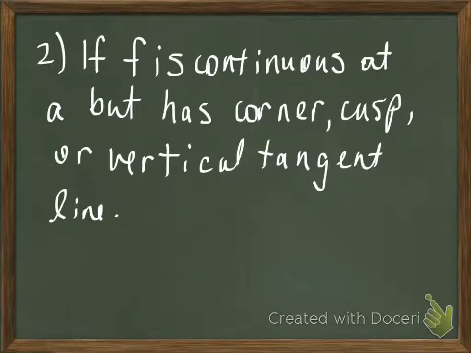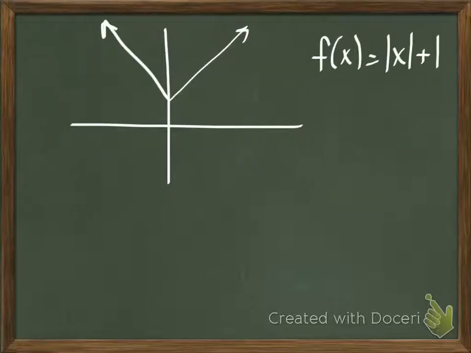Now, what if I have a continuous function, but at a, I have either a corner, a cusp, or a vertical tangent line. I claim that those are going to be functions that are continuous but fail to be differentiable. So let's see a few examples.